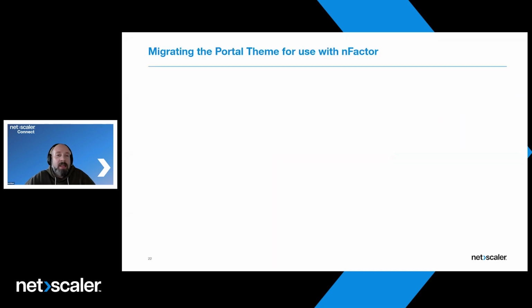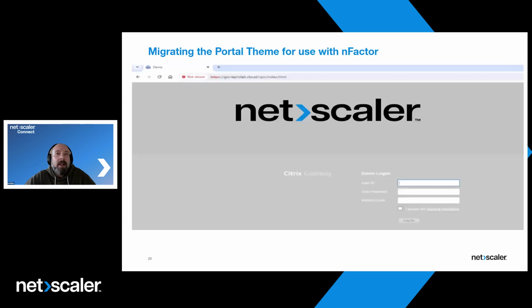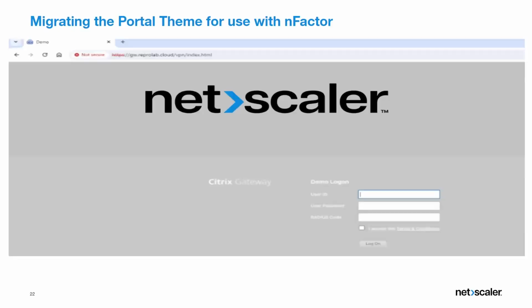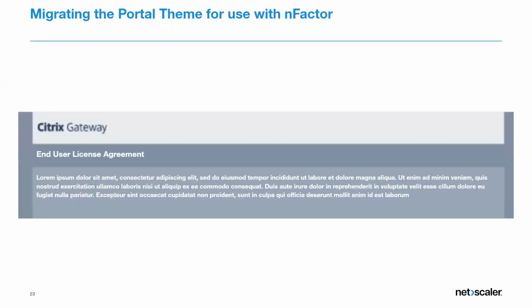The legacy portal themes, Green Bubble, RfWebUI, and so on, result in a portal theme that looks something similar to this. You can tell a legacy portal theme by the URL at the top. It'll always have that vpn/index page. The legacy EULA is accessed through the terms and conditions link. So that's nice and easy to open up, and users get to see it. It's one EULA for everybody.